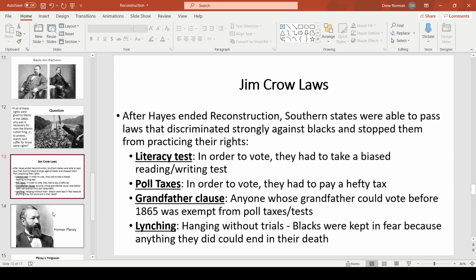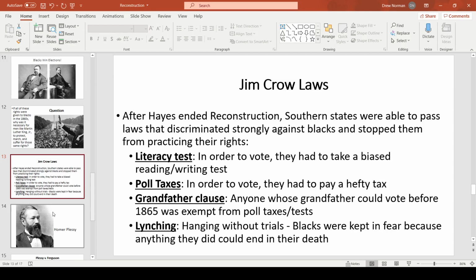And then finally, you have lynching. Lynching is hanging without a trial. This was a way that terrorist groups like the KKK and other white supremacists were able to terrify blacks into basically not practicing their rights. Should an African American try to register to vote or to rally others around the idea of voting, they would accuse him of a crime, talking to a white woman, something violent, and a mob would come grab them and hang them in a public square.